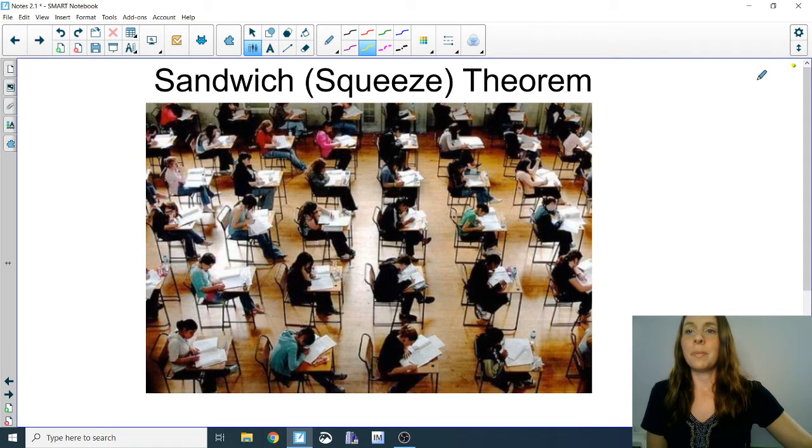Okay, here we are. So, fun fact before we begin, the sandwich or squeeze theorem is one of Sal Khan's favorite math theorems, and it's just because of the fun name, or the fact that the name actually is pretty nice for what we're going to be doing with this theorem. Okay, I'm actually going to be using a little example that Sal Khan uses as an introduction to this theorem. Take a look at this picture here, and let's just focus on these three students right here.